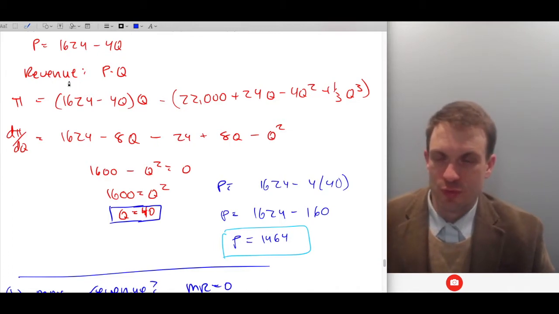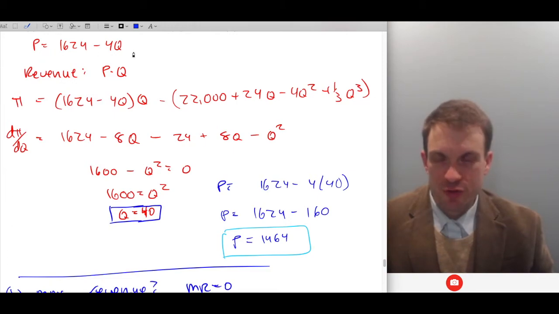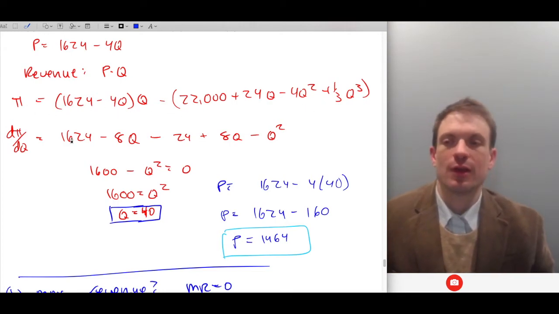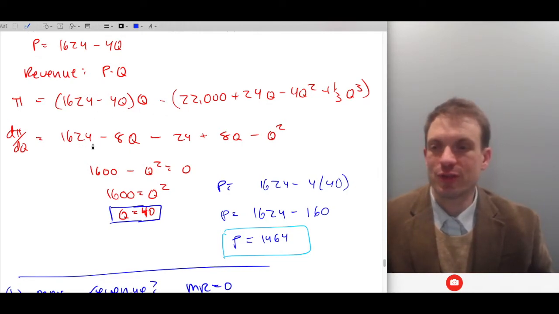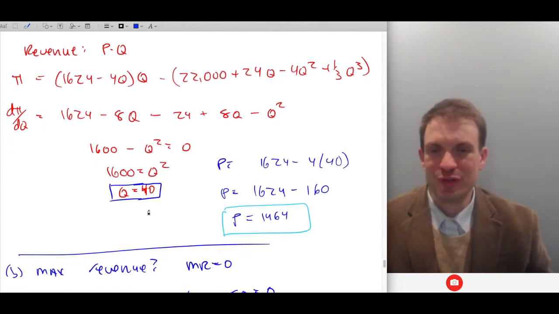So let's see. Here's my inverse demand. Revenue is price times quantity. I can replace price with this right here. So profit is revenue minus cost. Now I'm going to take the derivative with respect to output. That gives me 1624 minus 8Q minus 24 plus 8Q minus Q squared. And then simplifying down, I get 1600 is equal to Q squared, or Q is equal to 40.